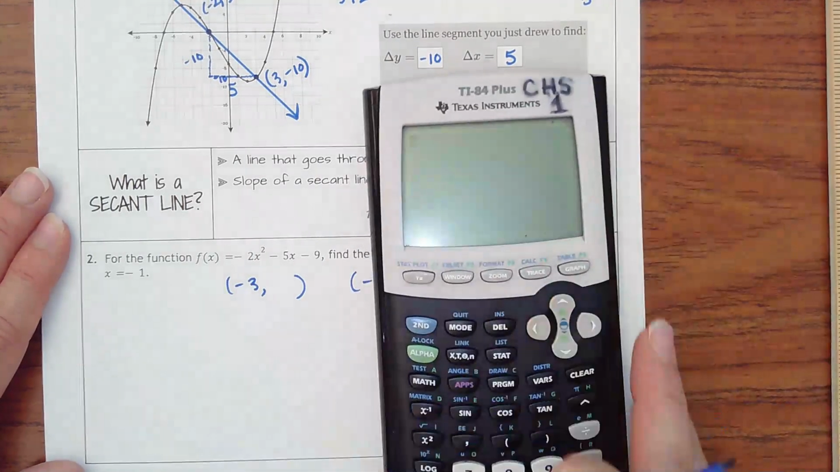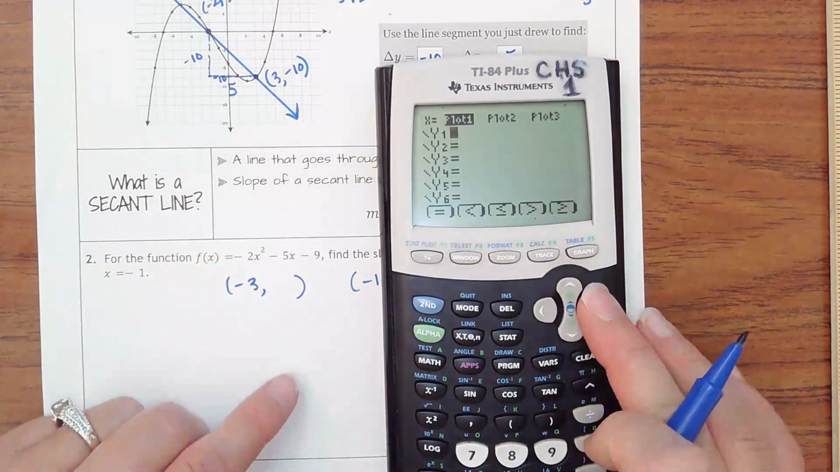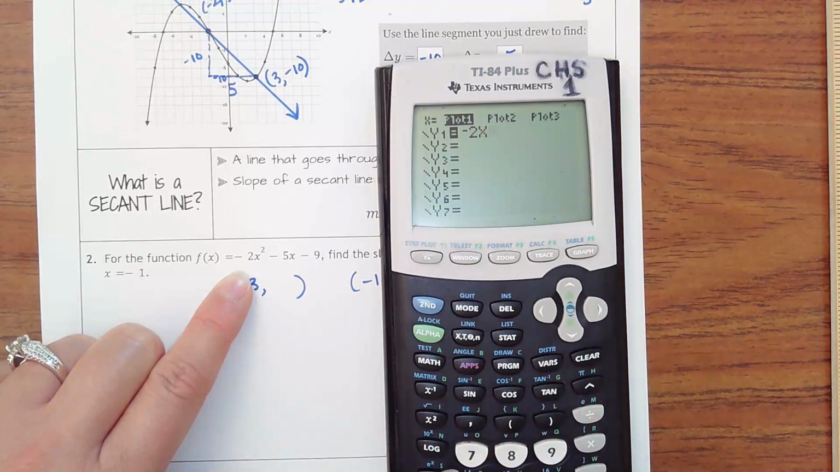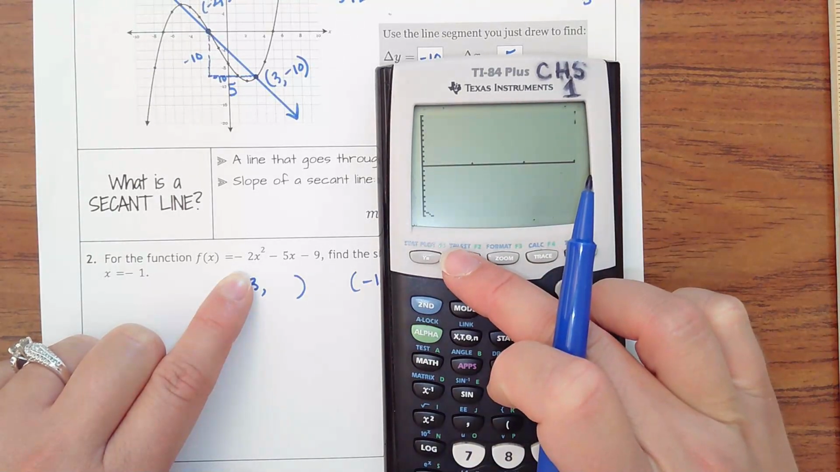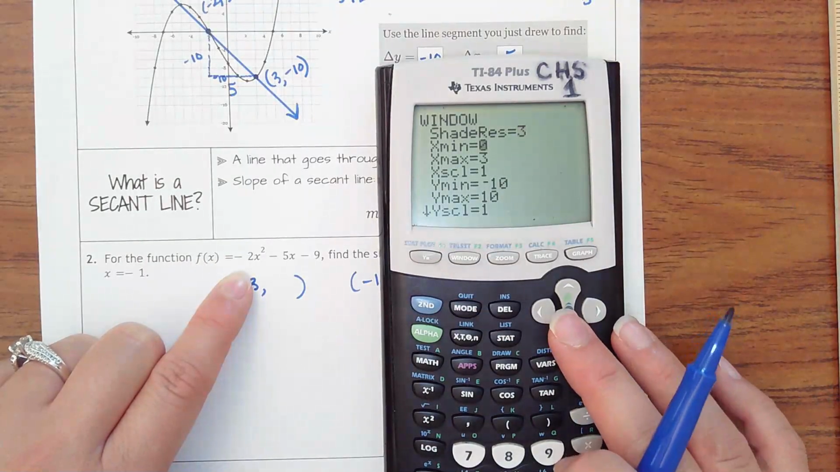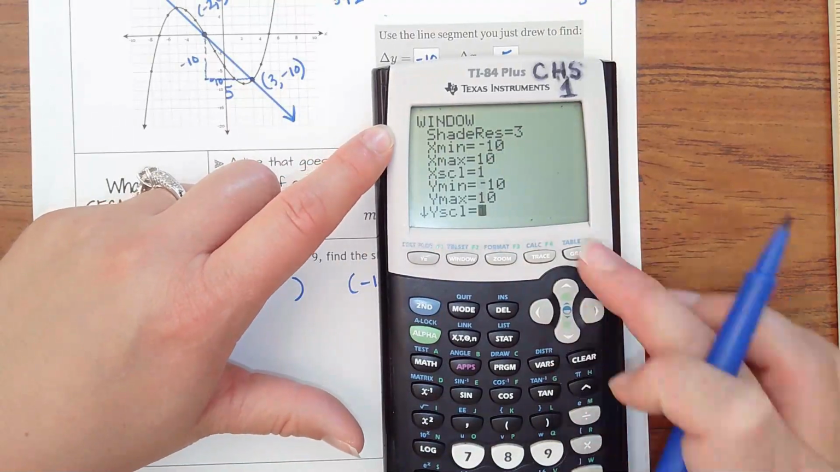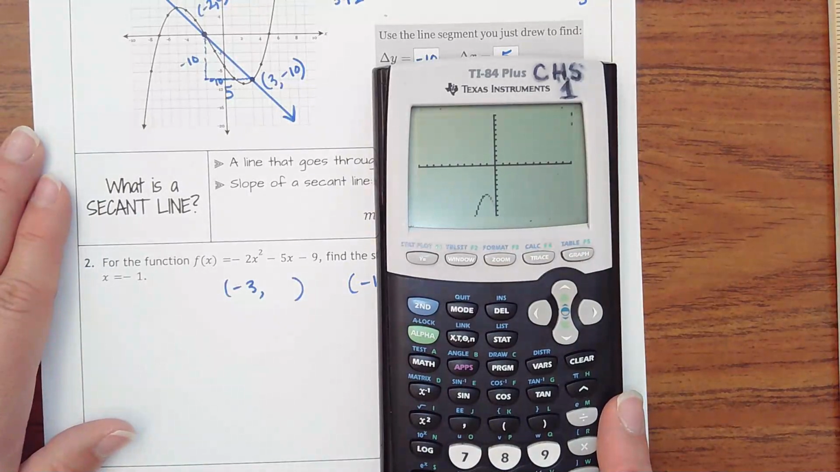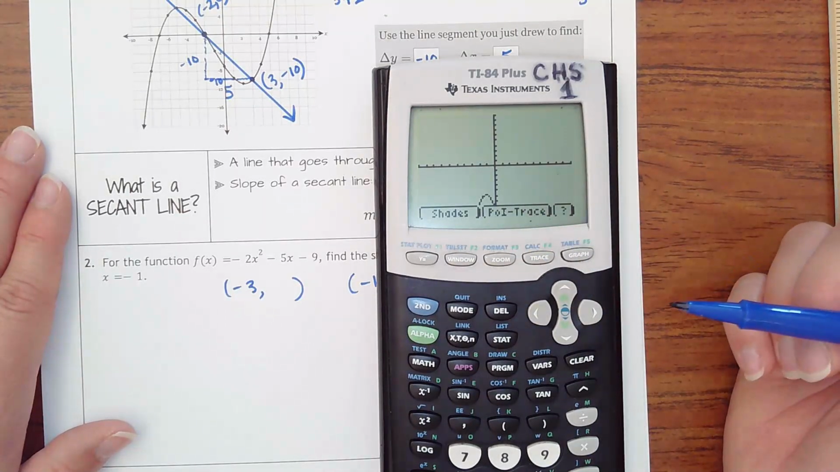You've got 2 different ways you could do that. I could put the function in, my y equals, and graph it. I don't like the window. If your window's messed up, go to window. Make it go -10 for the minimum of x to 10, count by 1. Let's try that. Okay, so it's a quadratic and it's negative, so it's flipped upside down, so I can't see it all.